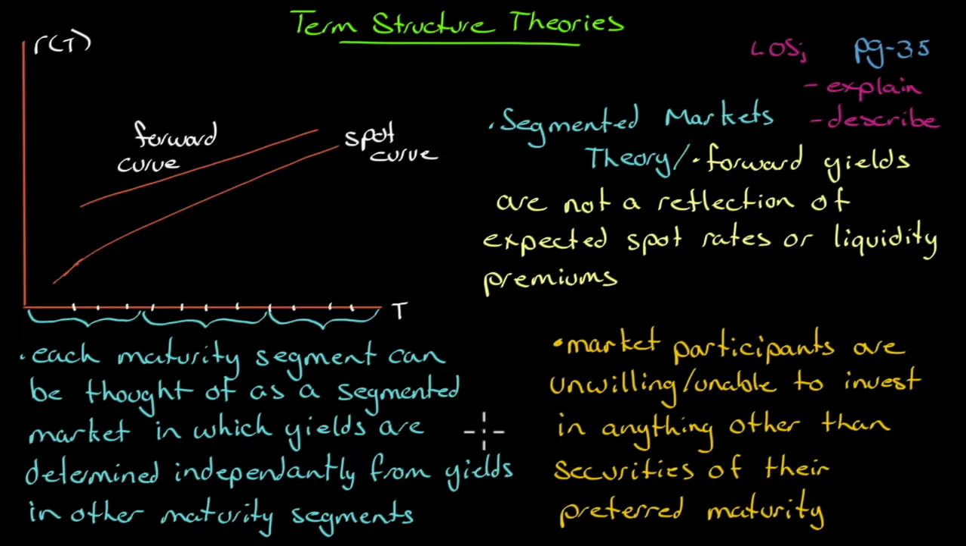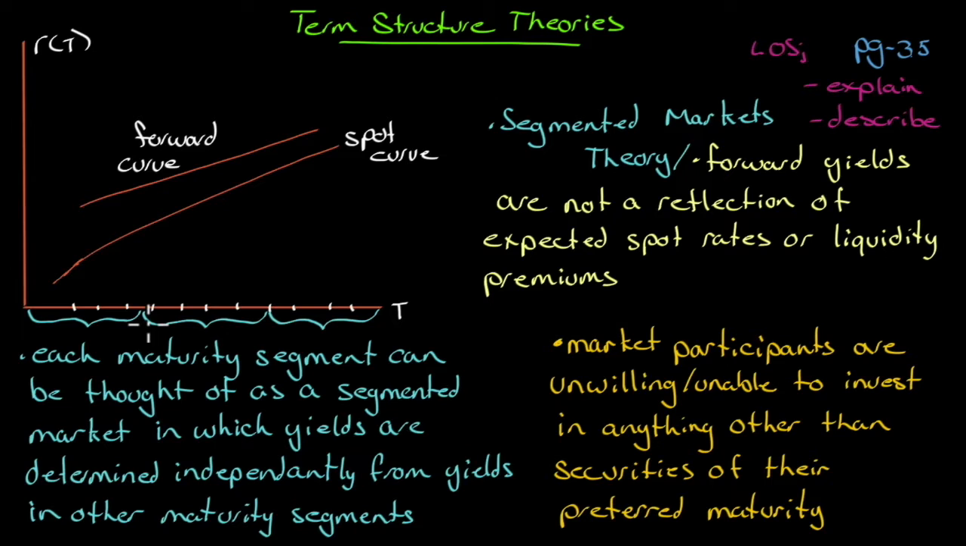The next one is the segmented markets theory, which pretty much says there's no real useful information in the forward curve that you can use. What it does is it takes the spot curve and breaks it into segments, different market segments, and it says, look, you got some players out there that cannot buy long-term bonds. They're not even in the market for long-term bonds. So even if they were mispriced, they're not going to do anything about it because they can't.